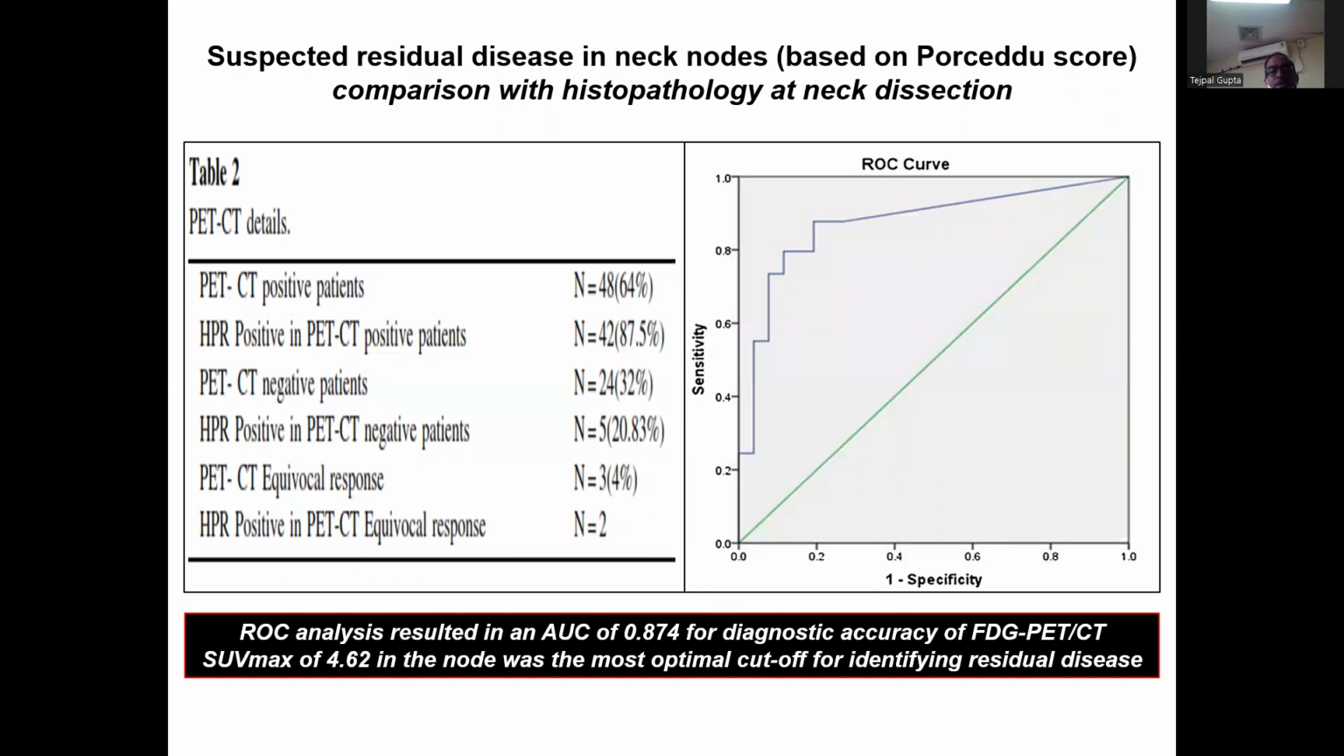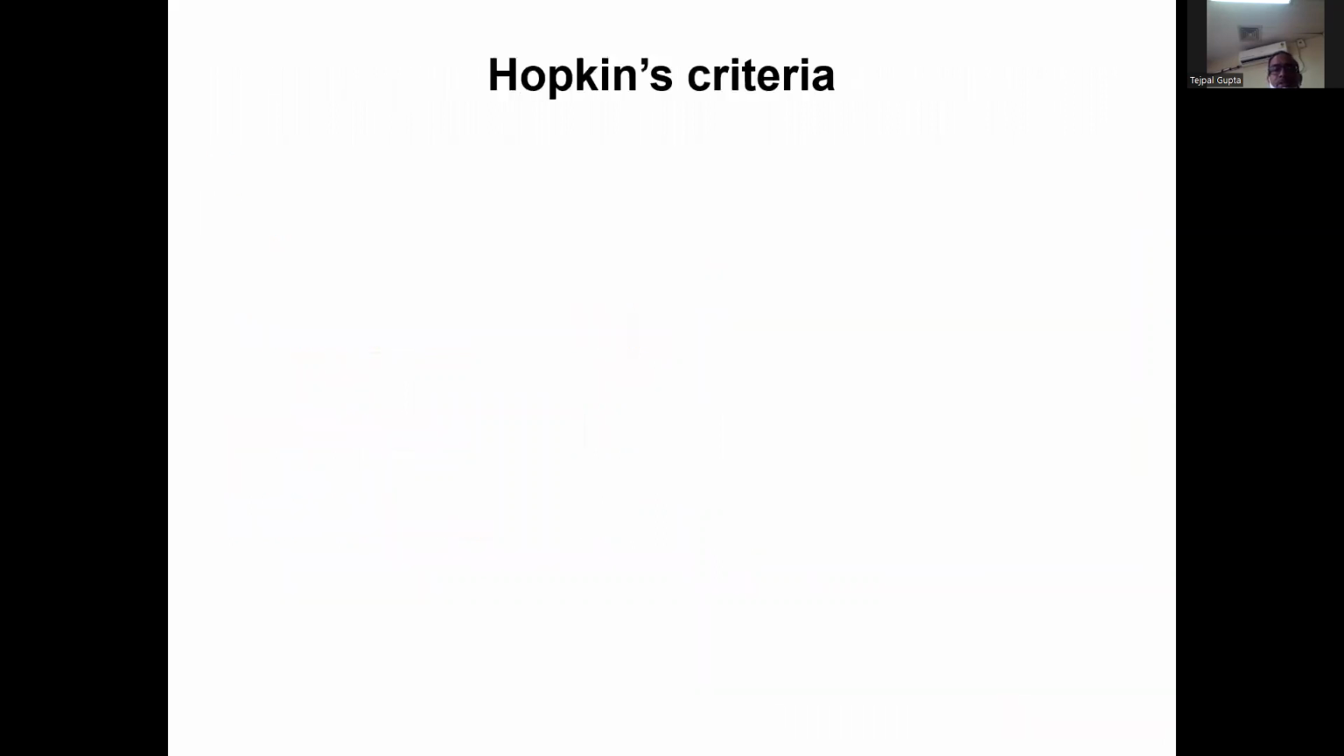The study also defined an SUV max of 4.62 in the node as the most optimal cutoff for identifying residual disease. Generally, an SUV cutoff is not routinely recommended to identify residual disease either in the primary or the neck. But in this study, we did see that an SUV max of 4.62 was the most optimal cutoff for identifying residual disease. This was published in Oral Oncology in 2019.